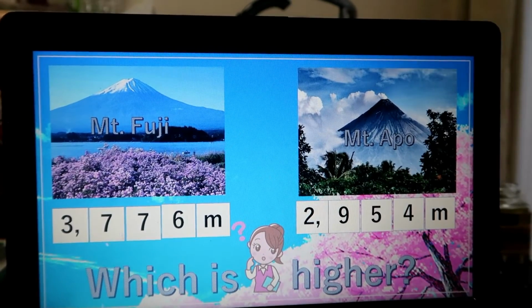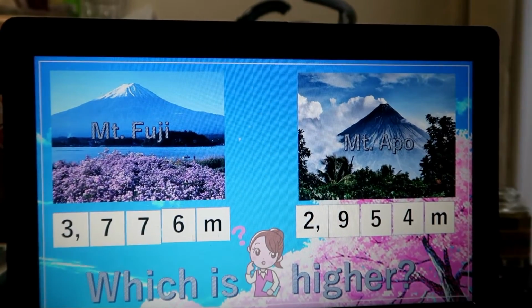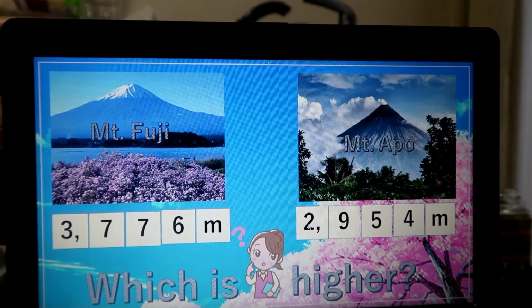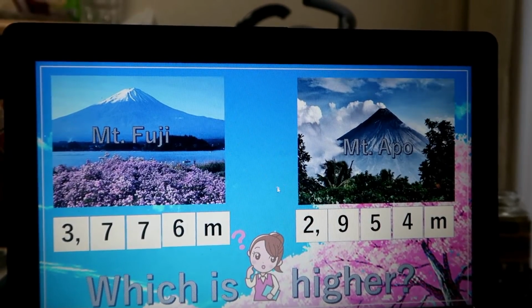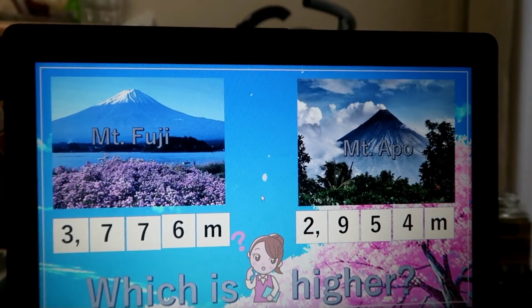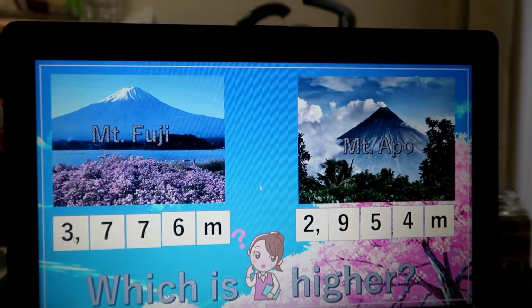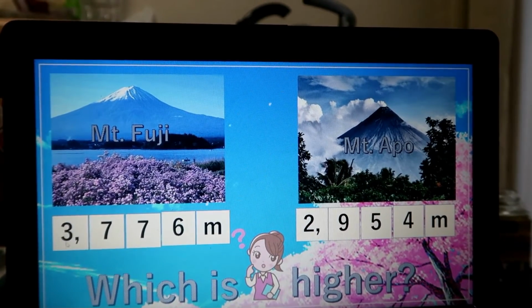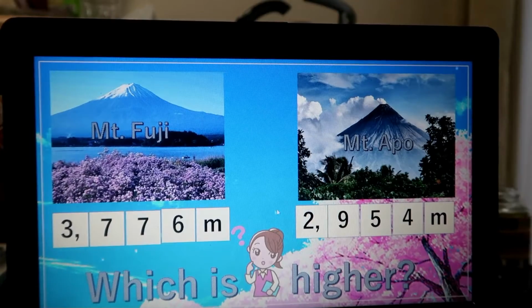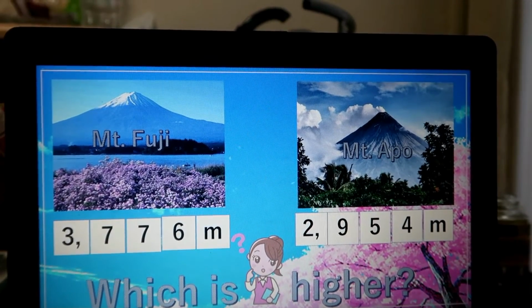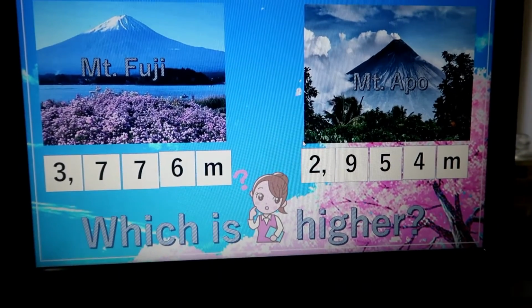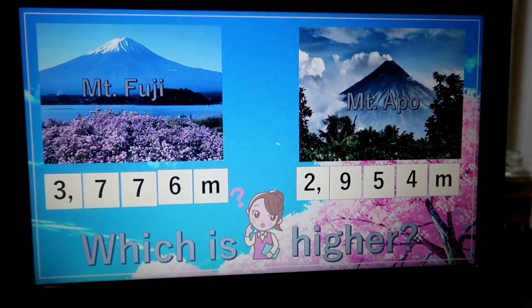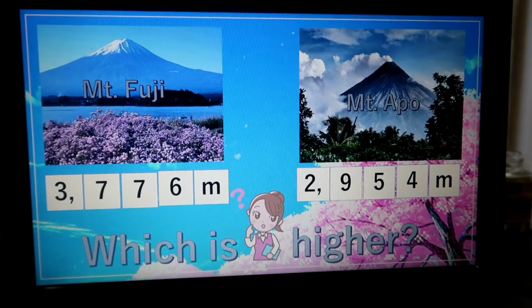I am going to teach this to my 3rd graders, starting from 3rd graders going to 6th graders, and of course, assuming they already know numbers. But if not, just go ahead and tell them this is 3, 7, 7, 6, 2, 9, 5, 4, and that's it. Now don't dwell too much on the survey that you had before that. Okay, now let's move on. Next.